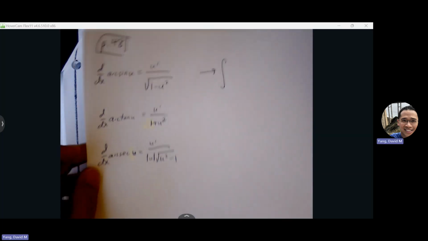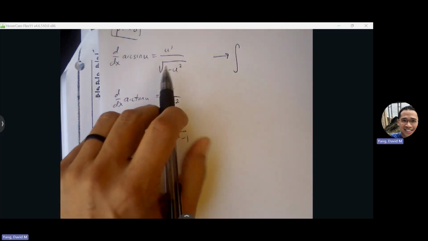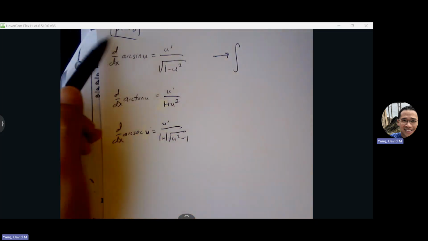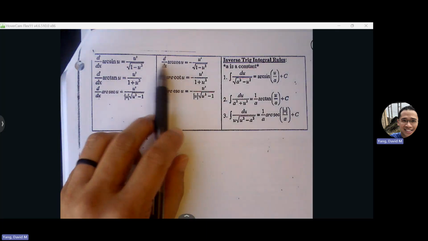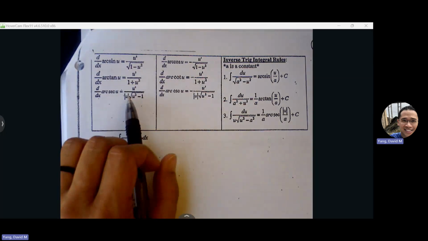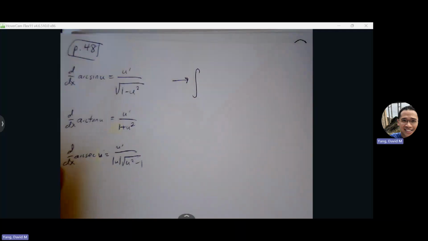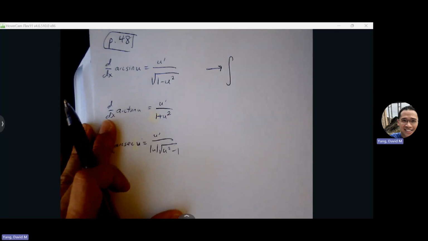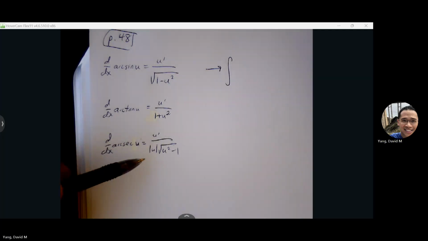Now, just a bit of a review from when we did our trig derivatives. Let me review those rules. The three important ones are arcsine, arctangent, arcsecant, because the ones related to them are just the negative versions. Again, page 48, but I just want to build them out so we can see them. So we know arcsine, arctangent, arcsecant.